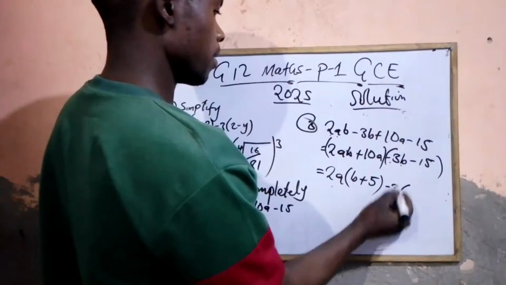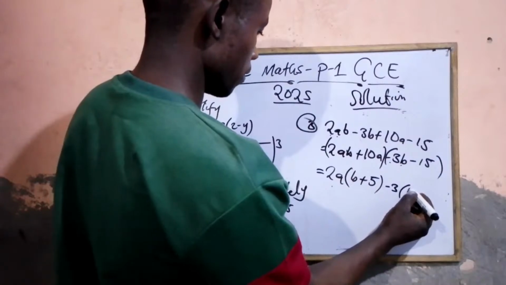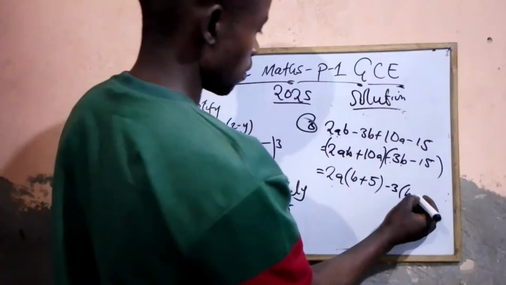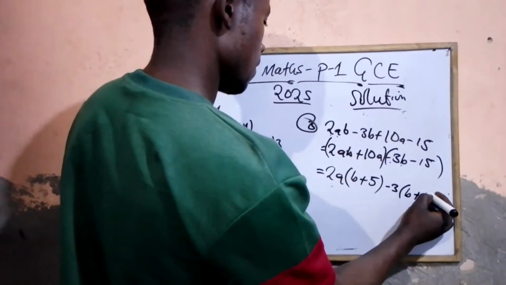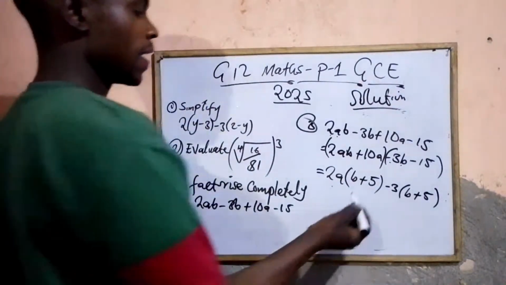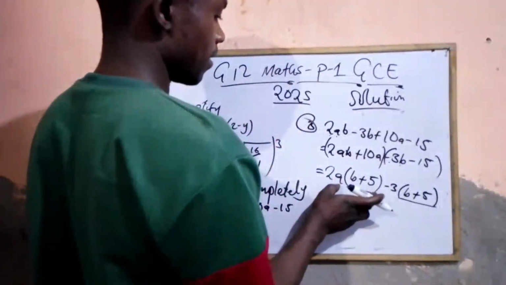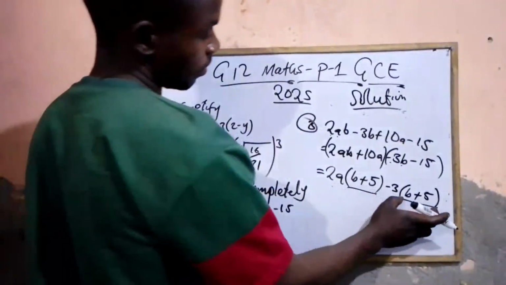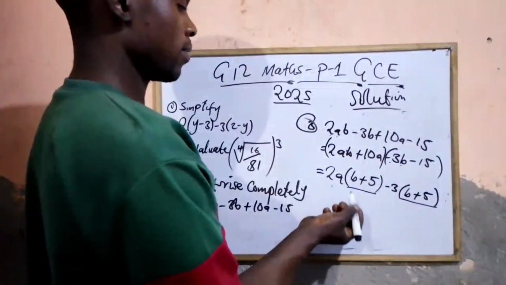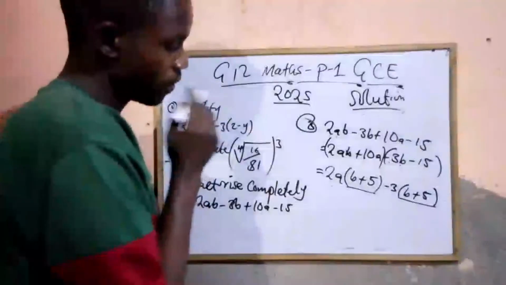Okay, so 3 into negative 3b, you're going to have positive b, then negative 3 into negative 15, you're going to have plus 5. So when you are dealing with factorization, these terms here should be the same. If you find that the term here is different from this one, that means you have made a mistake somewhere. Okay, so from this answer, that means we are almost at the right place.